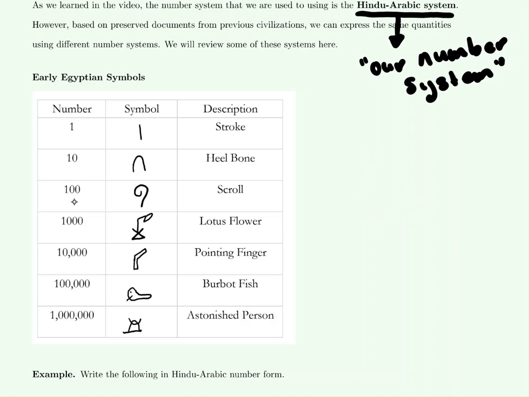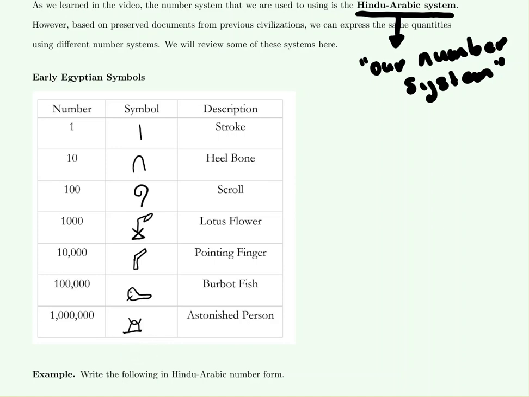The remaining symbols are 100, is this kind of scrolly squiggle. You would draw that by starting here maybe, and then drawing out. Okay. For 1,000, it was this flower. There's many ways to draw it, but one way might be to kind of, in a continuous way, go down, across, up, and then something like that. With these, we just want to make sure it's relatively distinguishable, but don't worry about drawing them perfectly. 10,000 was this pointing finger, 100,000 is this fish, and then 1,000,000 is this. For this symbol, you could draw this.